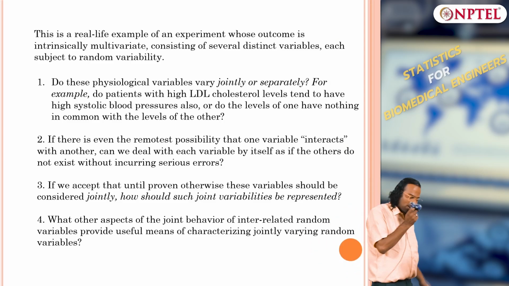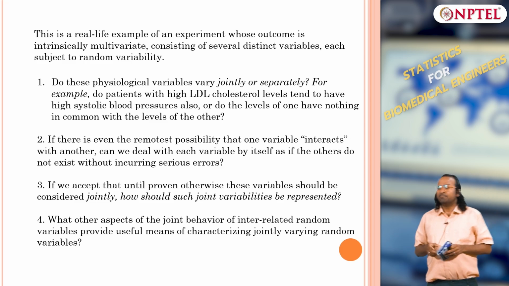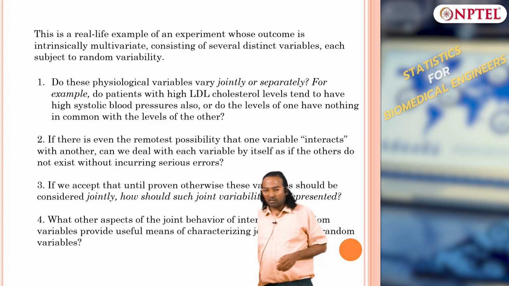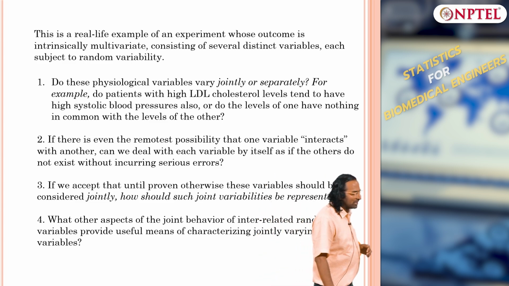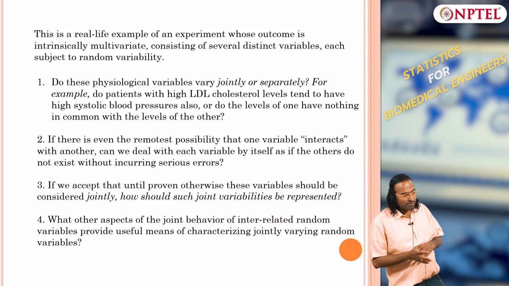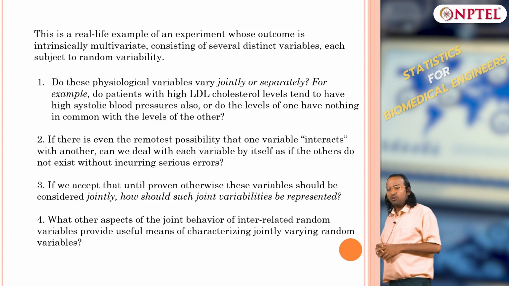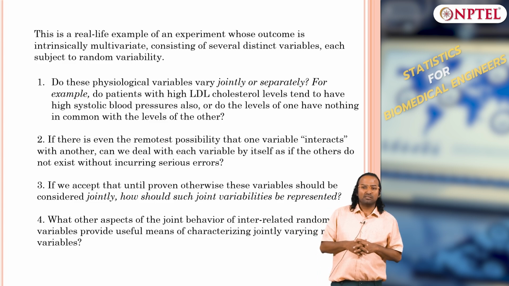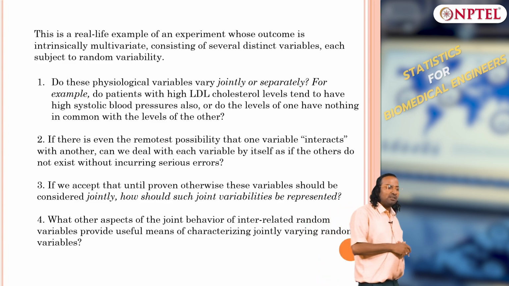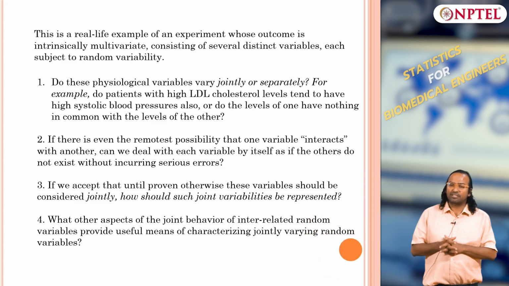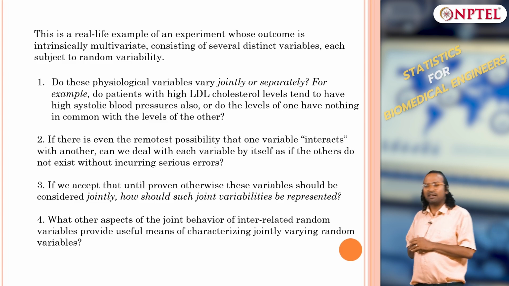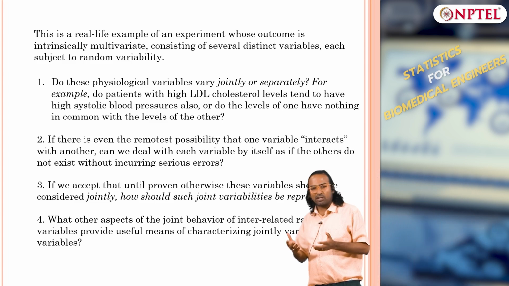So, in the last class we talked about various examples where there is actually a relationship among variables. Now there are a couple of questions one could think of. These are physiological variables. Do they vary jointly or separately? What does it mean? Suppose a person with high cholesterol, does he tend to have high blood pressure? That means they are varying jointly. There are relationships among these variables, that is what we saw.